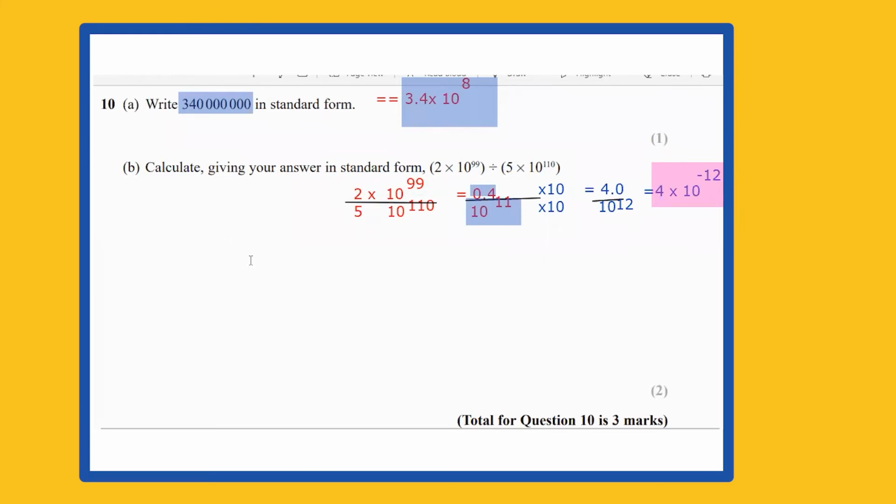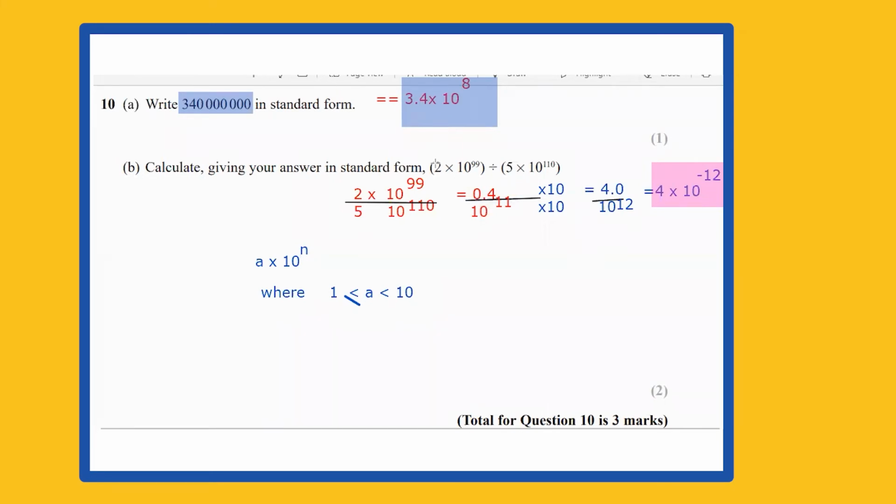So the formula for standard form, or the theory, is A times 10 to the power n, where A is a number between 1 and 10. So it's less than 10 and greater or equal to 1. So 0.4 is less than 1. So to make it 1, we're going to multiply it by 10.